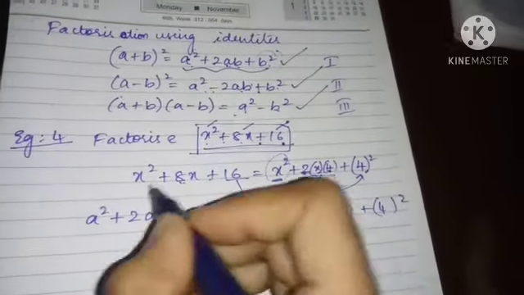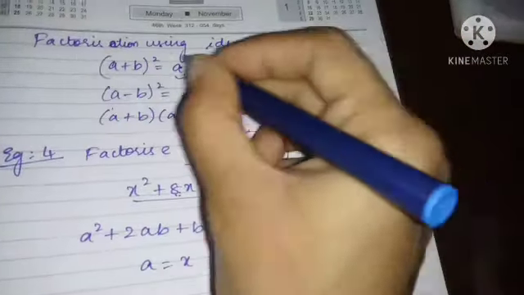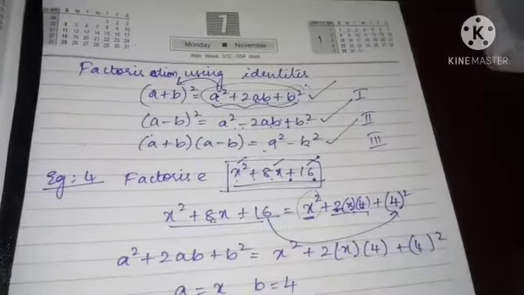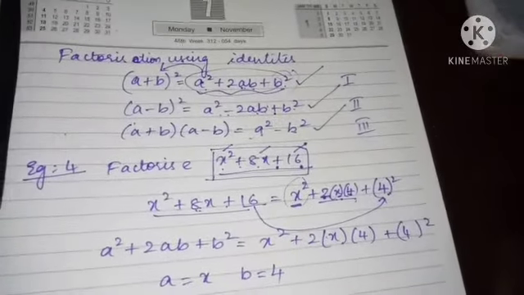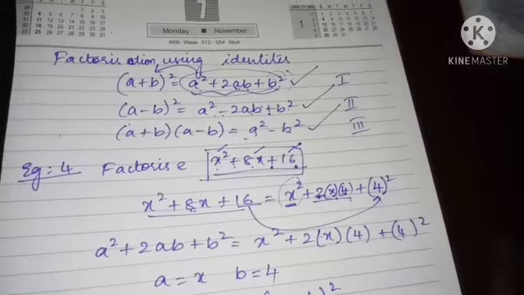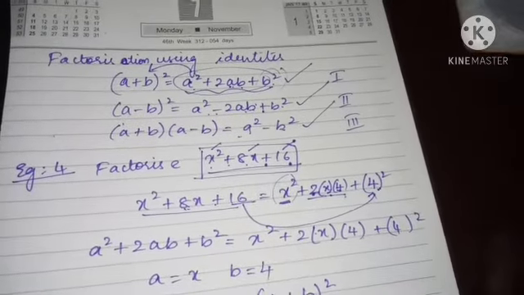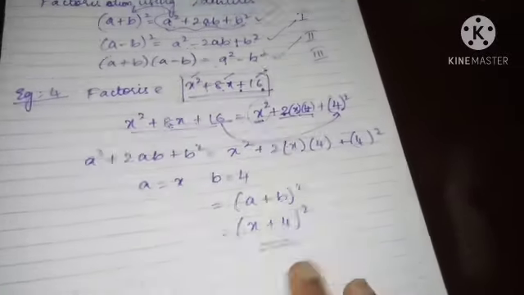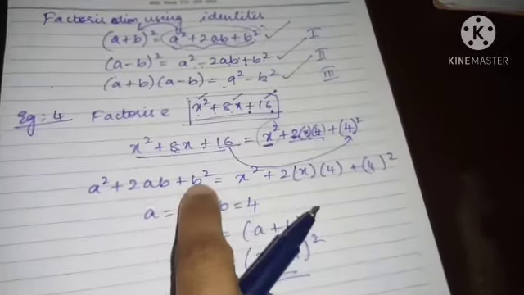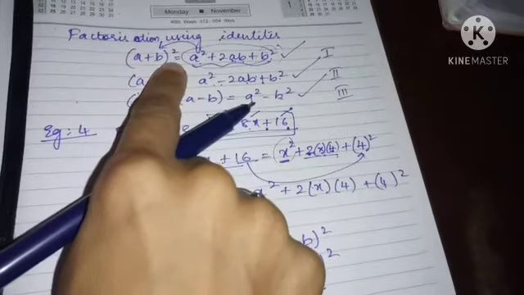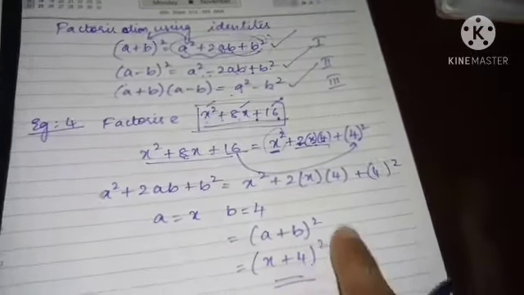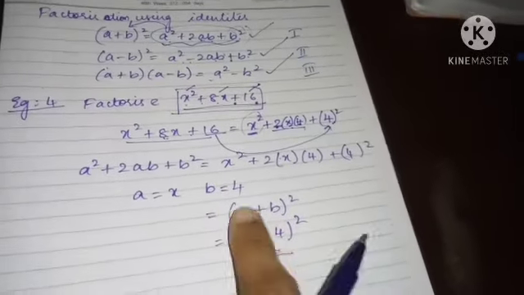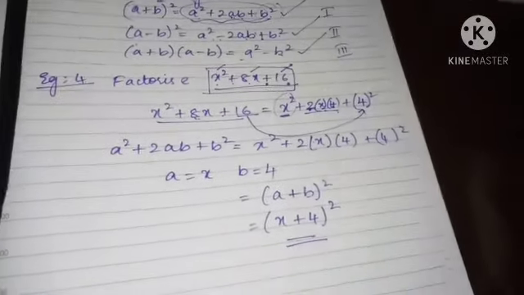So obviously, if the question is like this, my answer should be like this, correct? So a plus b the whole square is equal to a is x plus 4 the whole square. So this is the answer. See, if the question is in this format, children, the answer should be a plus b the whole square, that is x plus 4 the whole square. A I have found, B I have found, so a plus b means x plus 4 the whole square.